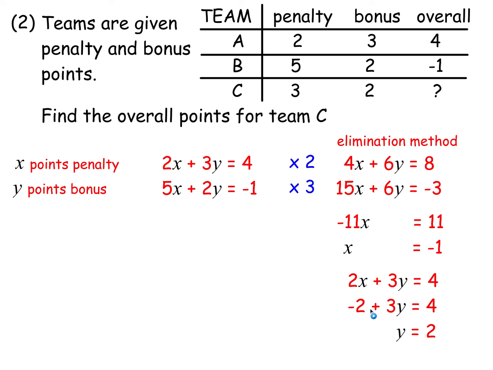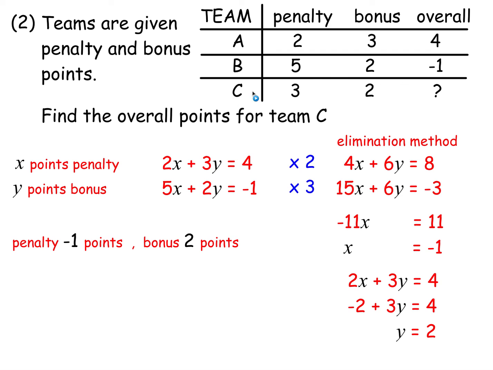Solve the equations. You then interpret your solution in terms of the problem, and that means you say penalty -1 points, bonus 2 points. So that's in the context of this problem. You're solving for how many points for a penalty, how many points for a bonus, so make sure you write that down. Don't just leave it that x is -1, y is 2.